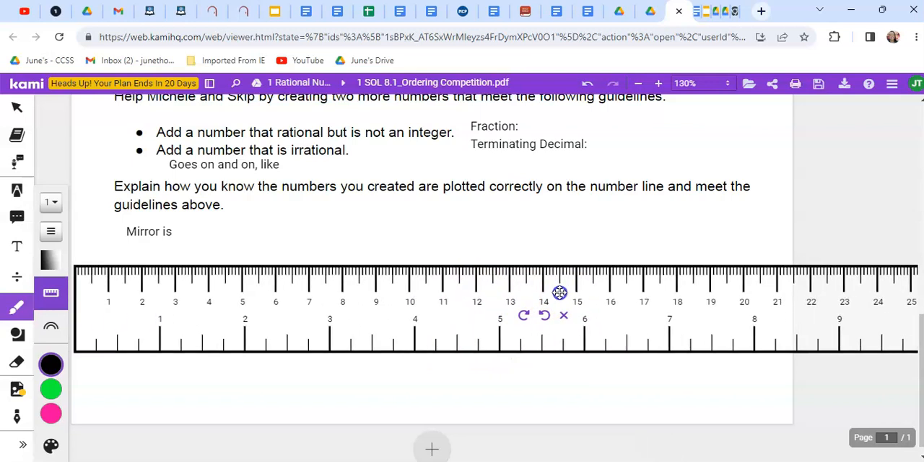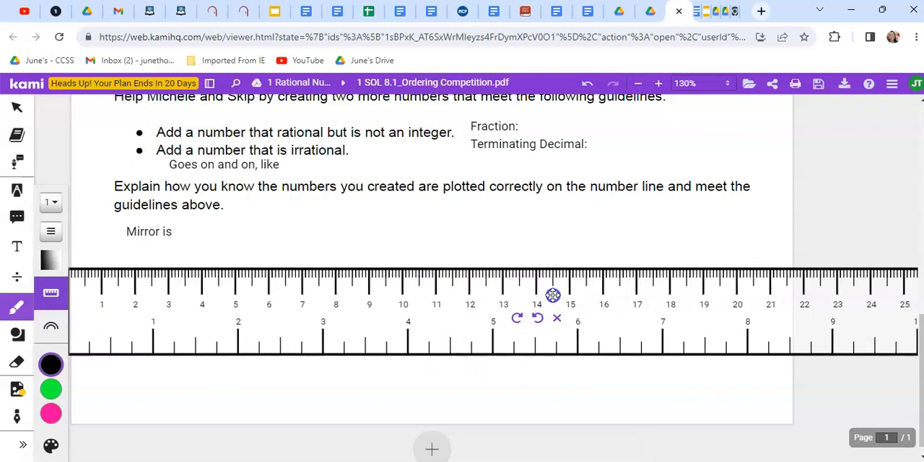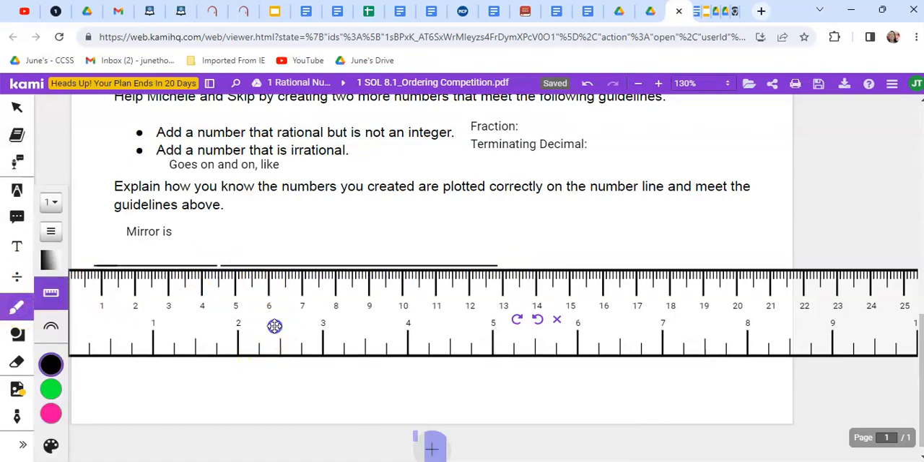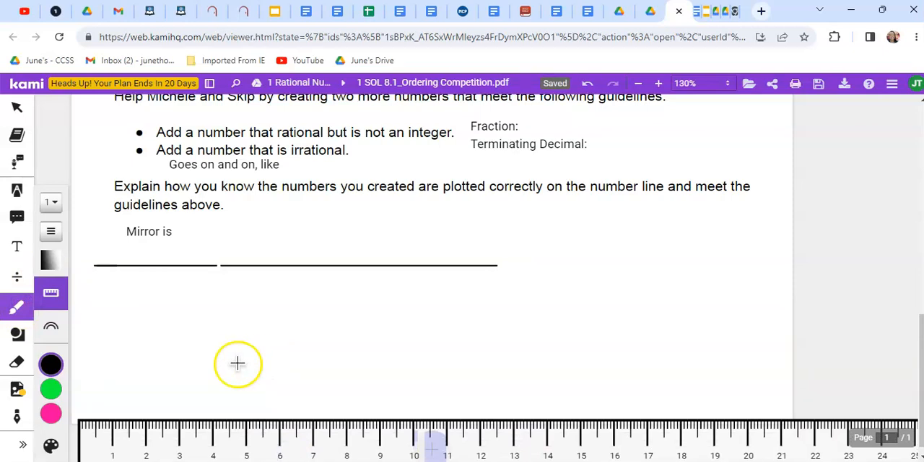If you've got your number line like this, I want to draw a line. I really don't want the ruler. I just want to draw a straight line. All right, so let's get the ruler out of the way. Here's your number line. Put your 0 in the middle.